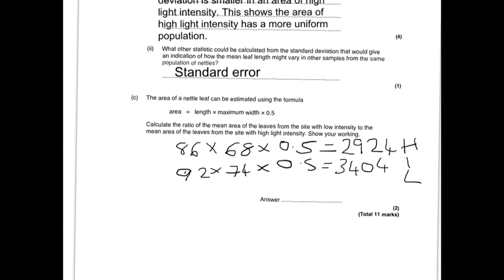And then to work out the ratio, you divide the low intensity by the high intensity. So 3,404 divided by 2,924 will give you an answer of 1.16415, which to two decimal places is 1.16.